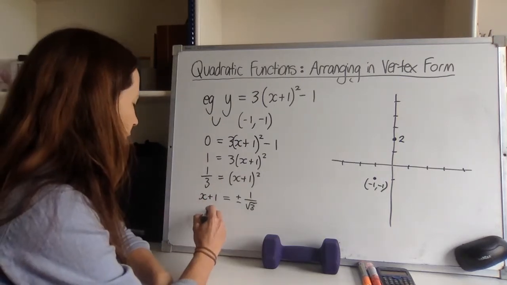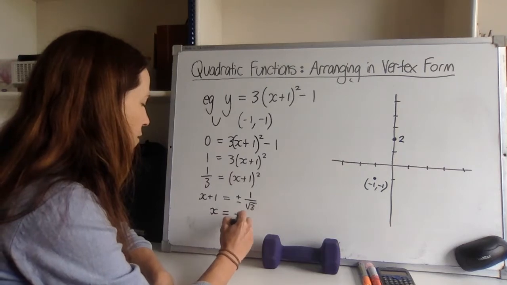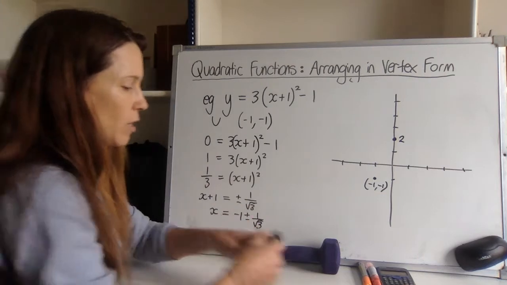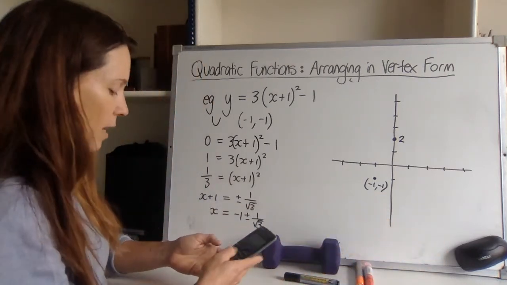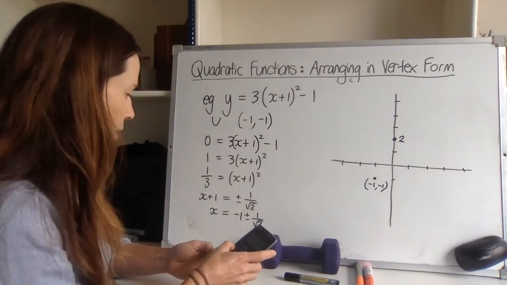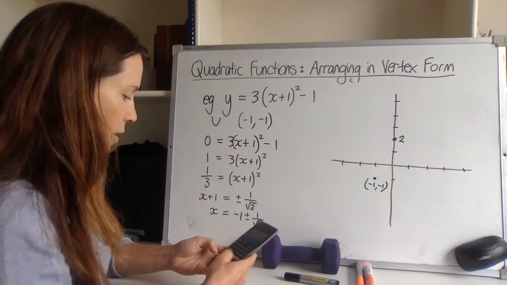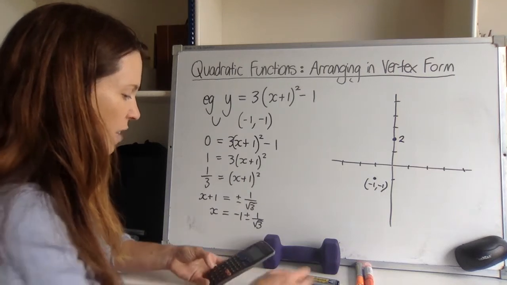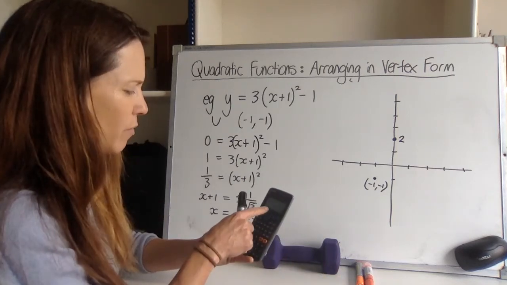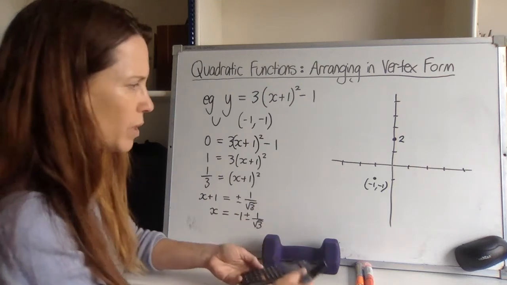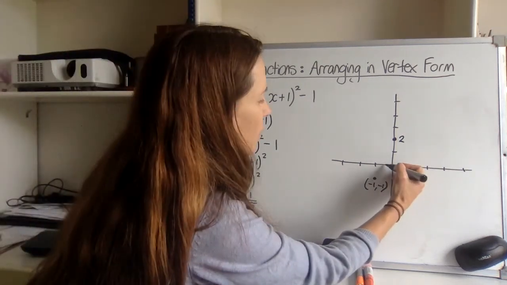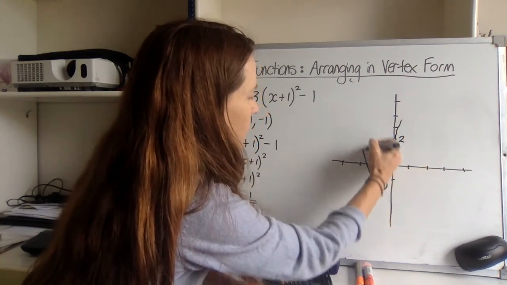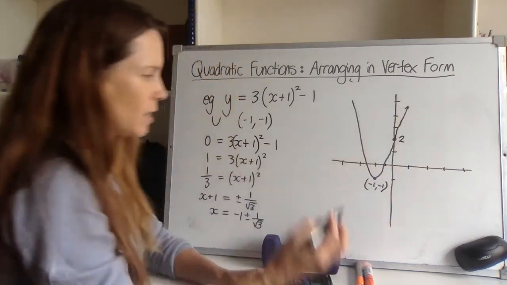Now to get the x by itself, we've just got to subtract 1. So we've got -1 plus and minus 1 over root 3. Now, having a quick look at what that gives you when you type it into your calculator is quite handy. So just type it in once and then change for the sign. So we've got -1 plus 1 over root 3. And that gives me -0.42 something something something. So that's going to be round about here, and that sort of looks right, doesn't it? Okay, and it gives you just a rough idea where to put your labels.